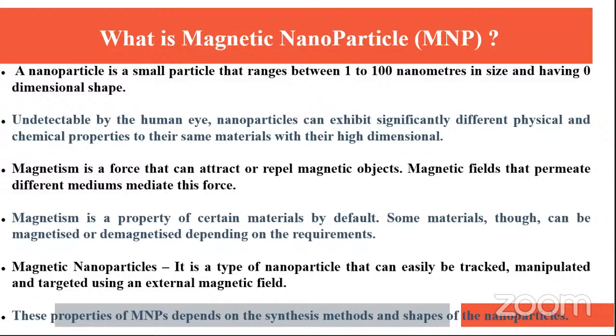And the second term, magnetism, is a force that can attract or repel magnetic objects, and we are familiar with these terms. A magnetic field mediates the force between objects. Magnetism is a property of certain materials. It is by default present in certain materials, known as magnetic materials, or materials can be converted into a magnet or magnetized material by using different external sources. Magnetic nanoparticles are the combination of these two. It is a type of nanoparticle that can easily be manipulated and targeted using an external magnetic field. These properties of magnetic nanoparticles depend experimentally on the synthesis method and the shape of the nanoparticles. Next.